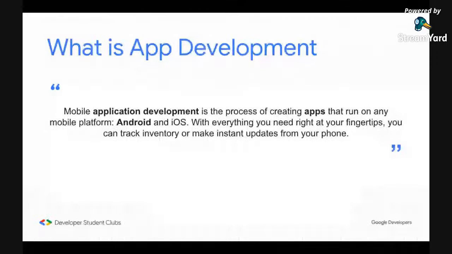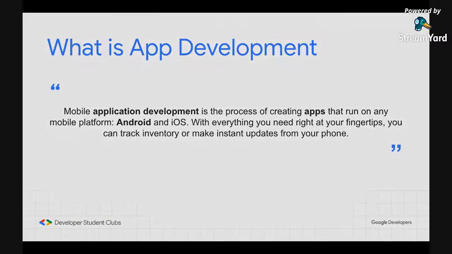Okay, so what is app development? Basically, app development is the process through which we create an app that runs on any mobile platform, that is Android or iOS. And basically, we give the users all the features and all the possibilities at their fingertips. They can customize their app according to themselves and use that app to do all the stuff that they want. So this is basically an overview of app development.